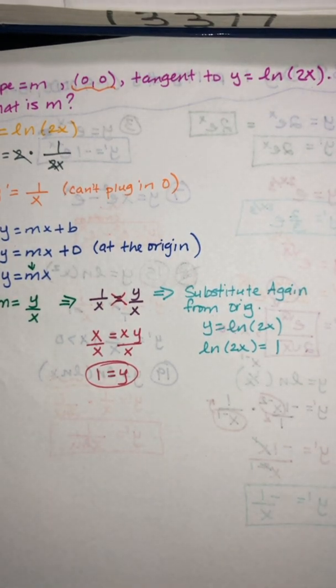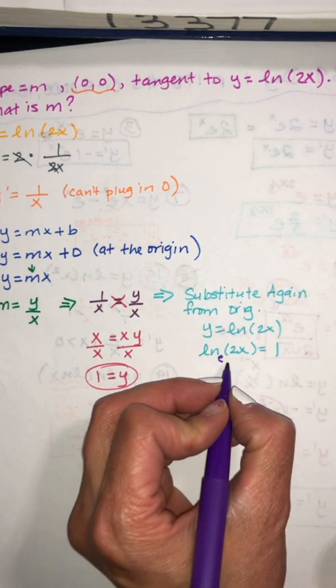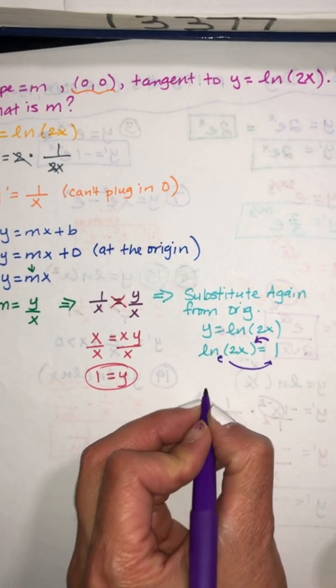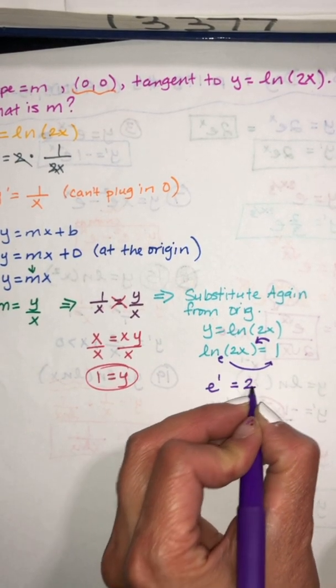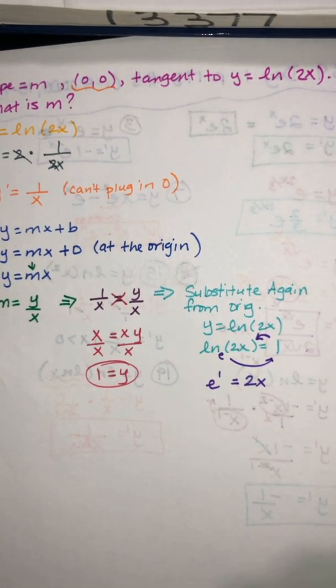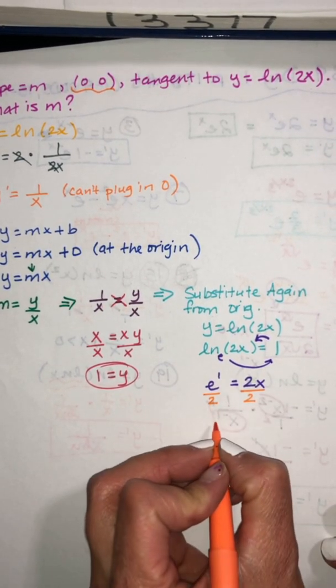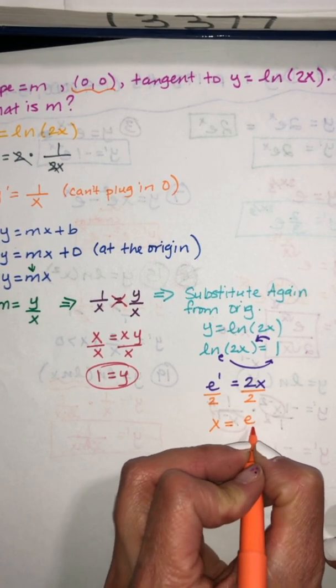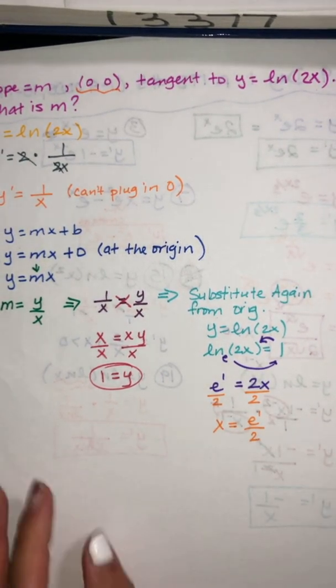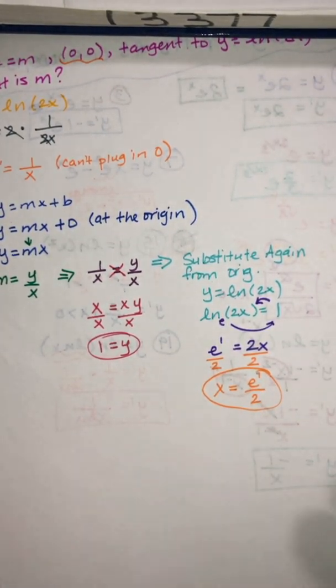So remember that warm-up where we had to rewrite from logarithmic form to exponential form or vice versa? Remember how it's all about the base? On a natural log, the base is an e. We'll do the roundabout. So e to the first equals 2x, and now we can solve for x. How cool is that? Divide both sides by 2, and we'll get x equals e to the first, which is just e, over 2.